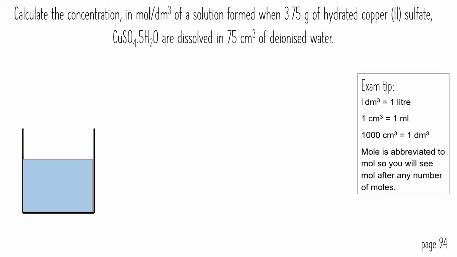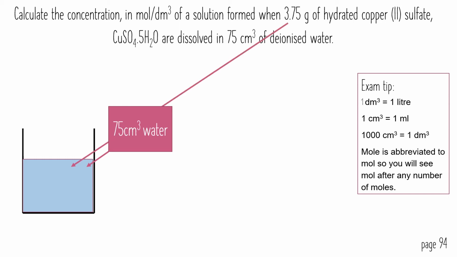So let's imagine this. We've got 75 centimeters cubed of water. The fact it's deionized or not doesn't matter. They've put that in to throw you and make you panic. It's just water. Deionized, distilled, plain water, they're all the same thing. Okay, so 75 centimeters cubed of water, and what we've put into that is 3.75 grams of hydrated copper sulfate.